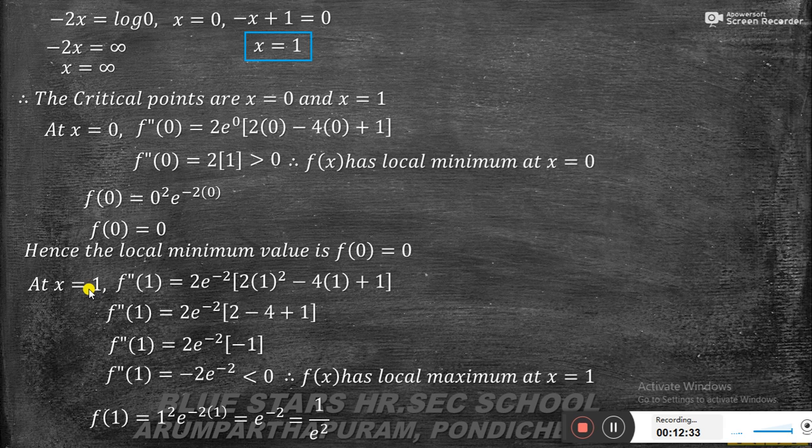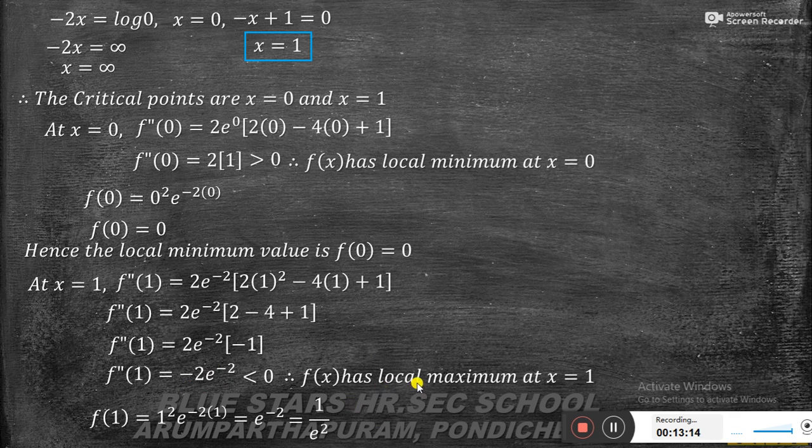Next I substitute x equal to 1 in the second derivative. So f double dash of 1 equal to 2 into e power minus 2, 2 into 1 square minus 4 into 1 plus 1. So f double dash of 1 equal to 2 into e power minus 2, 2 minus 4 plus 1. In the third step, 2 into e power minus 2, I add all the numbers: 2 plus 1, 3 minus 4, minus 1. Therefore we get minus 2 e power minus 2. Minus means it is less than 0, so x equal to 1 is a local maximum.